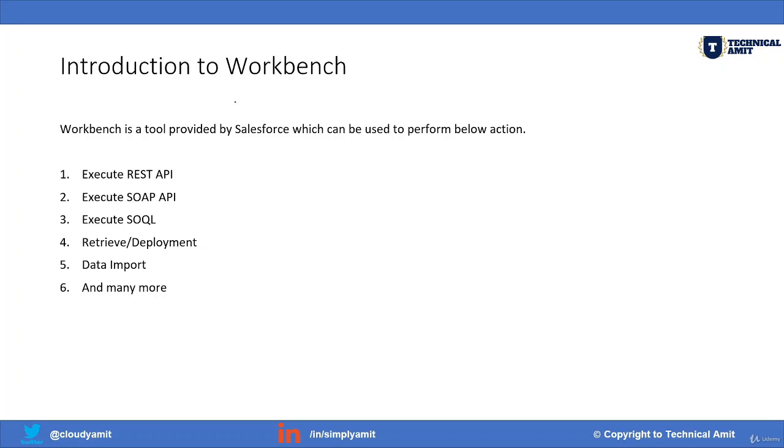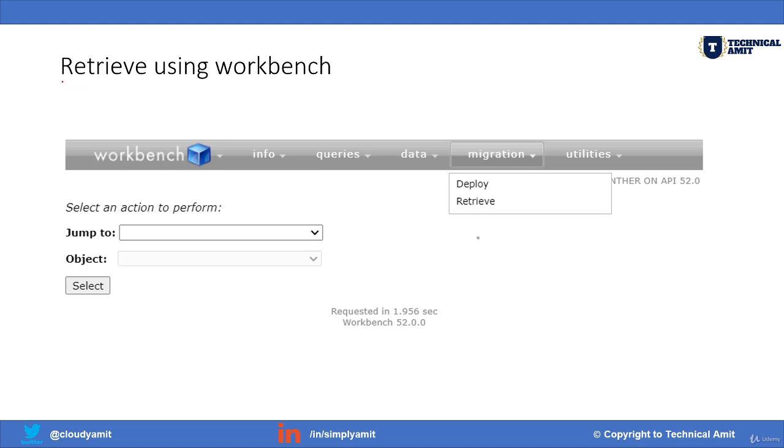Here in this video, we are going to talk about what is Workbench, what it can do, and then we are going to talk about how we can perform the retrieve and deployment using Workbench. So Workbench is a tool which is provided by Salesforce, and using Workbench you can perform the below actions: you can execute REST API, you can execute SOAP API, you can execute SOQL statements. You can also perform retrieve and deployment, which we are going to see here. You can also do data import, and there are many more actions that you can do with the help of Workbench. What we are going to do is how you can retrieve using Workbench and how you can deploy using Workbench.